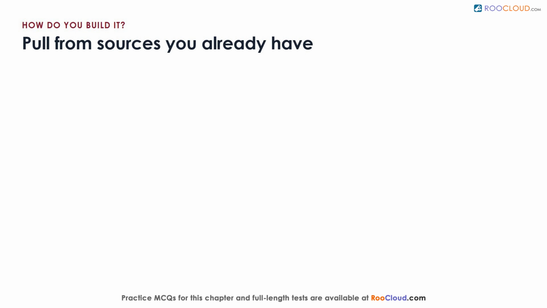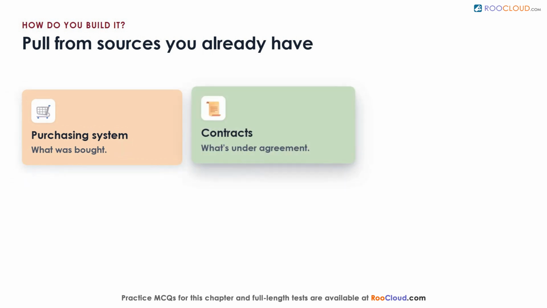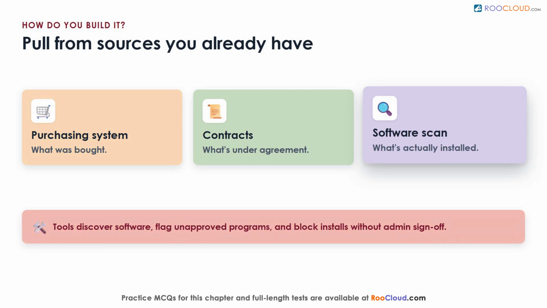So how do you build this inventory the first time? You pull from sources you already have. Check the purchasing system for what was bought. Review contracts to see what's under agreement. And scan the software actually installed on devices. Plenty of tools help here. Some discover software across laptops and phones. Some flag programs nobody approved. And some block installs unless an administrator signs off.